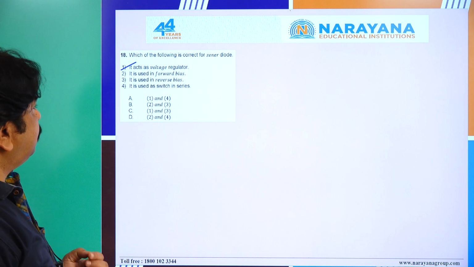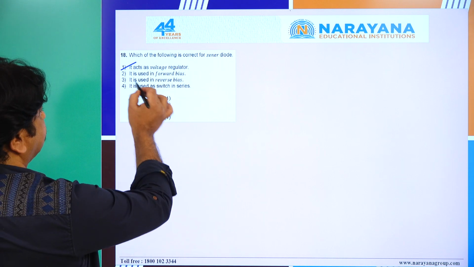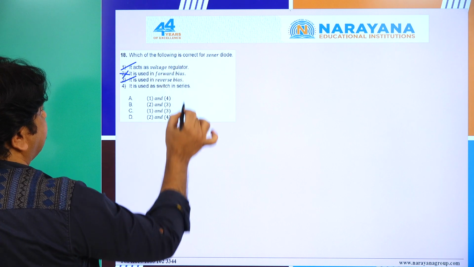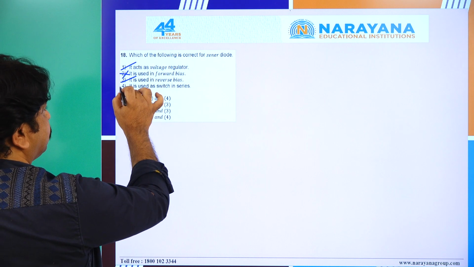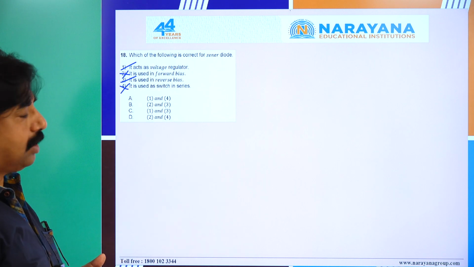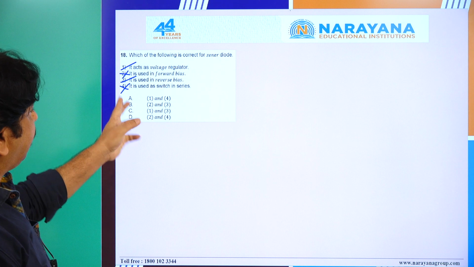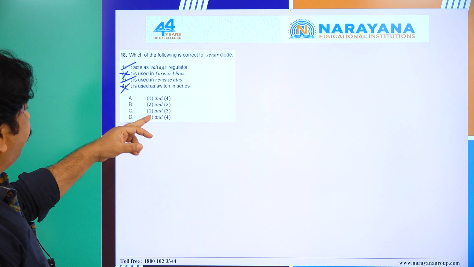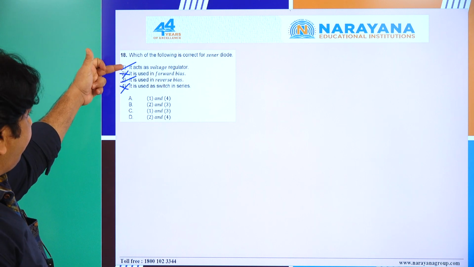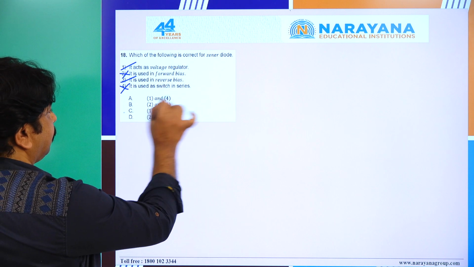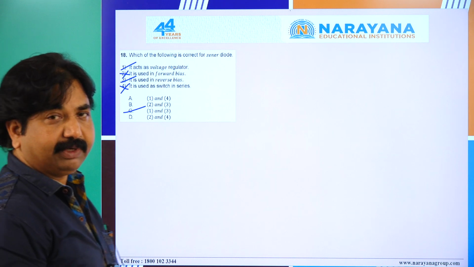And the second one, it is used in forward bias. It is used in reverse bias only. So the second is the wrong one. But the third one is again right. It is used as a switch in series. But here we can choose, it is also wrong. But finally they are giving A, B, C, D. Out of A, B, C, D, they are choosing two options, 1 and 4, 2 and 3, like that. But here we have two options only, 1 and 3. So 1 and 3 is the third option, C. Theoretical question from semiconductor devices.